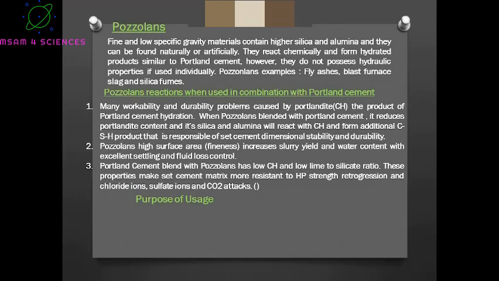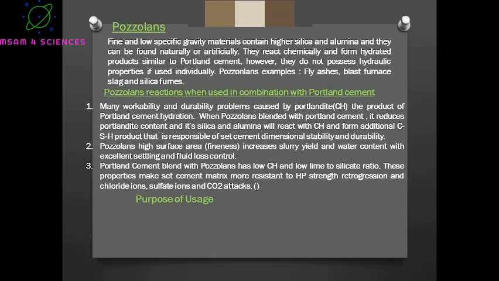Pozzolan reactions when used in combination with Portland cement. As we studied in the hydration process, many workability and durability problems are caused by Portlandite, the product of Portland cement hydration. Here, when pozzolan is blended with cement, it will reduce Portlandite content, and the major components of pozzolan, silica and alumina, will react with Portlandite and form additional calcium silicate hydrate products that are responsible for set cement dimensional stability and durability.